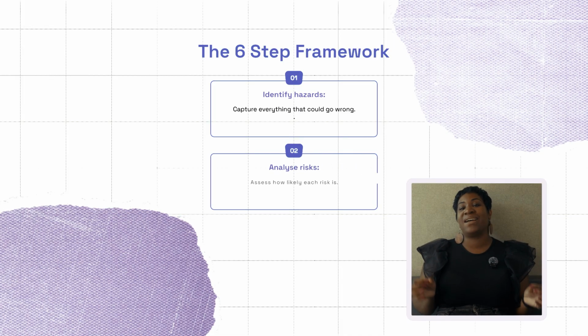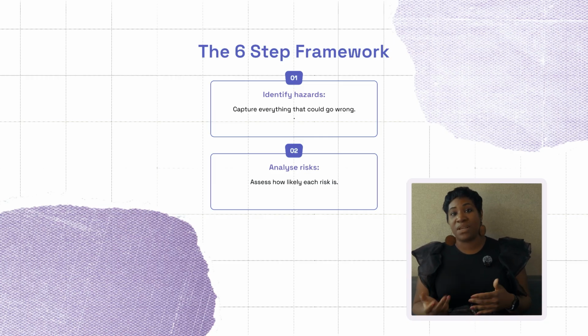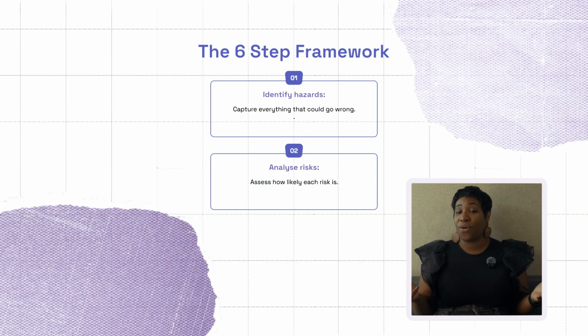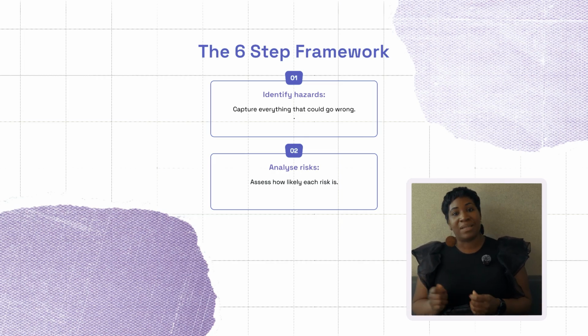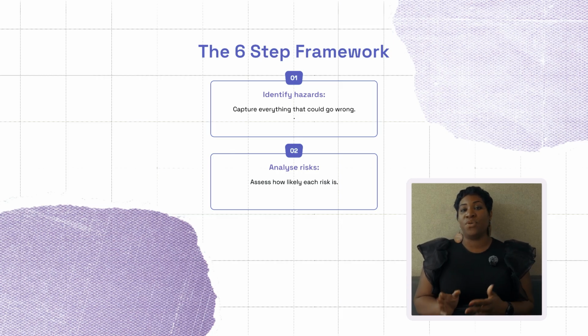Step 2, analyze each risk. Now you go deeper. For every hazard you've identified, ask 3 questions. How likely is this to happen? How serious would the consequences be? And how often could it occur? Use a scoring matrix if you have one. It doesn't need to be complicated. This is where you move from spotting problems to actually understanding them.